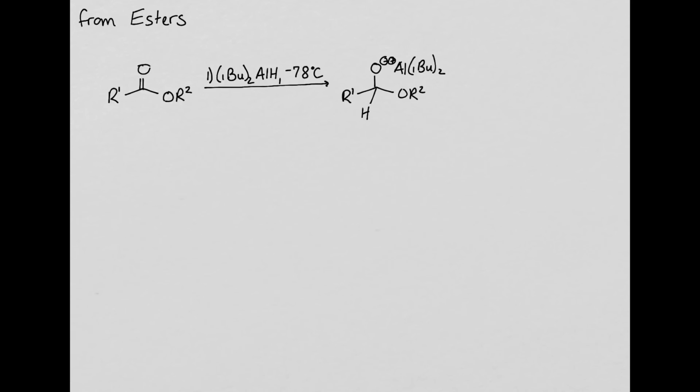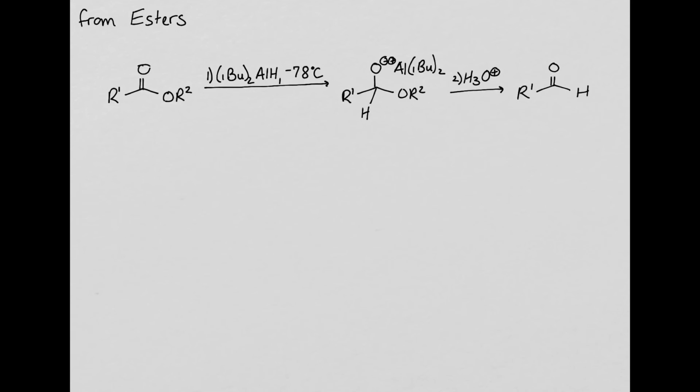However, because esters are more reactive than nitriles, we also have to do this reaction at a very low temperature, so that only a single equivalent of hydride is added to the ester. In the first step, the ester is treated with diisobutyl aluminum hydride at minus 78 degrees Celsius. This produces the aluminum salt, which is then hydrolyzed in the acid workup step to produce the aldehyde.